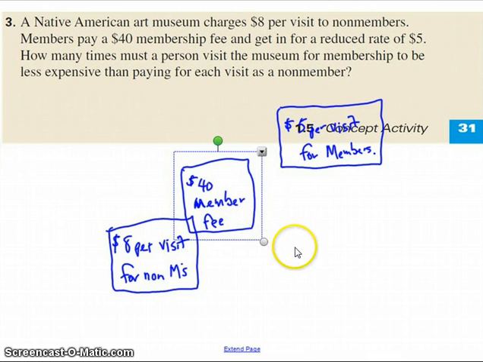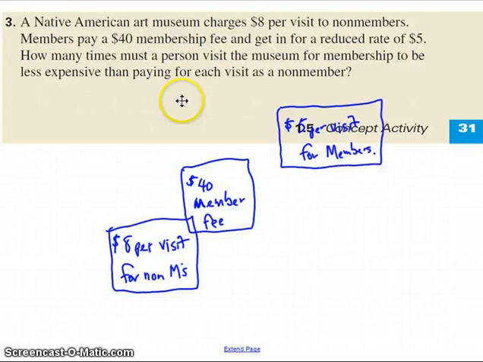Well, ultimately, what I ended up deciding was to read the question one more time to myself more carefully and figure out what I'm being asked. And here it is. It's a mouthful, this last sentence here. How many times must a person visit the museum for membership to be less expensive than paying for each visit as a non-member? If you stop and think about it, really what we have here is a competition between two options, the membership option and the non-member option.